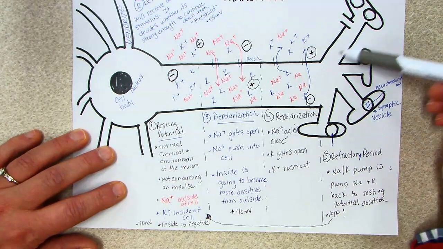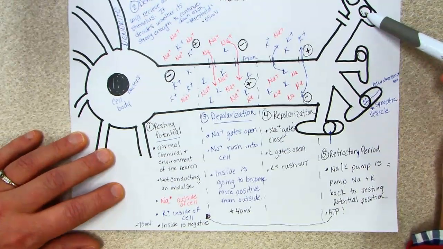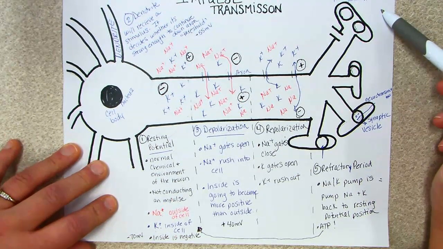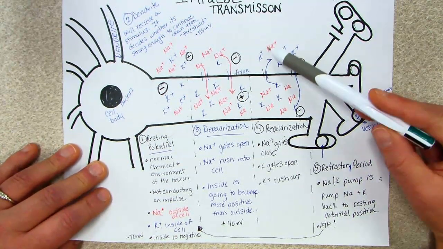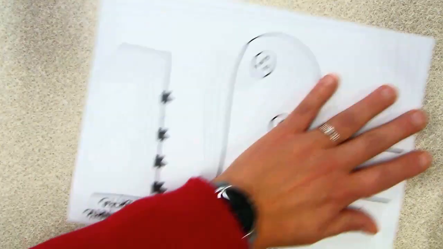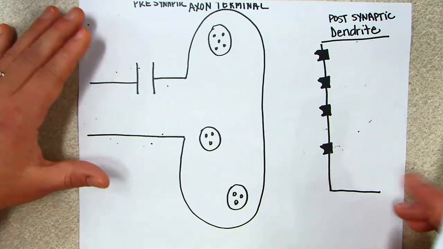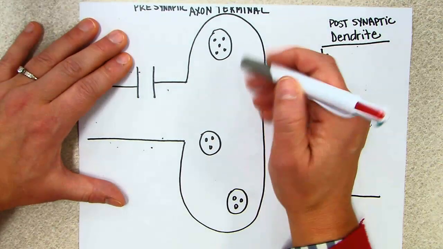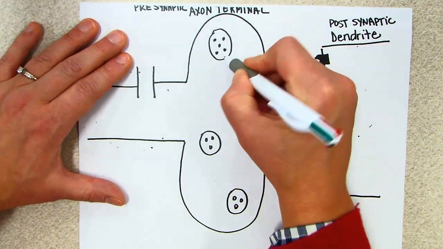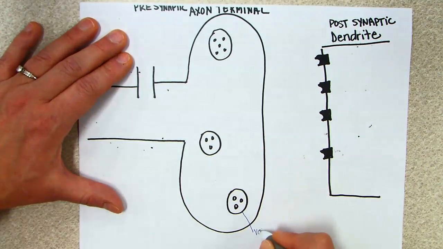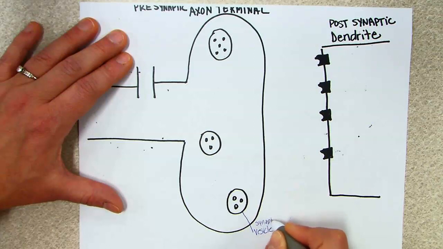So now what we need to talk about is what happens when we get to the end here, to take that impulse and move it to another neuron, to the dendrites of another neuron. So if you flip this sheet over, this is going to kind of explain this process. So again, here is our vesicle, and inside here is our neurotransmitters. So if you want to label those to help you remember. So here's the vesicle, the synaptic vesicle.